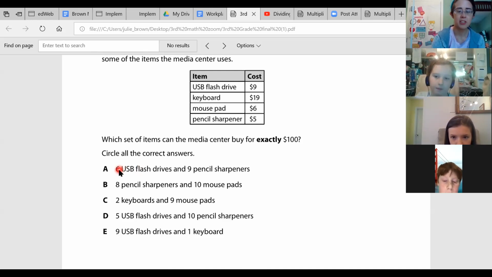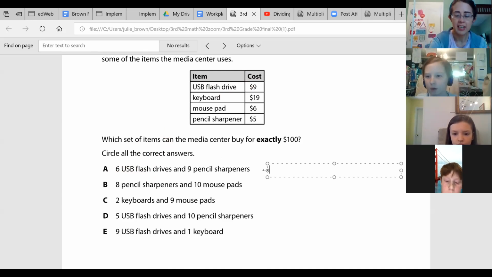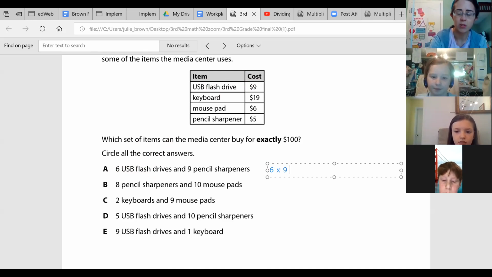So I'm taking the number 6 and I'm multiplying it by what? By 9. Yes, because 9 is where? 9 is how much the USB flash drive cost. Yeah, so 6 flash drives when you have $9 for each one. And that gives me 54.